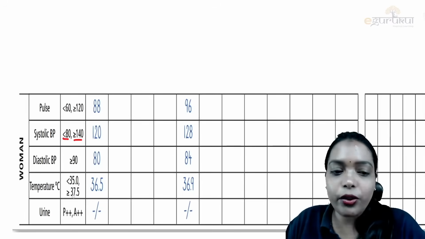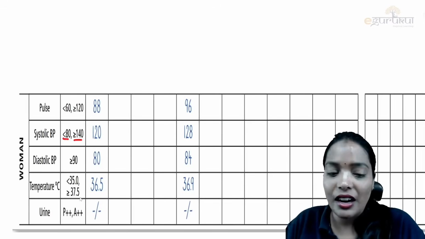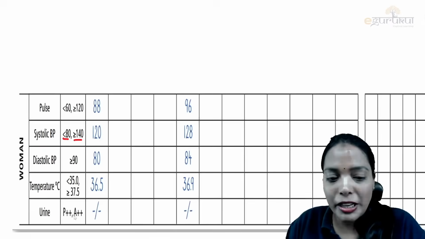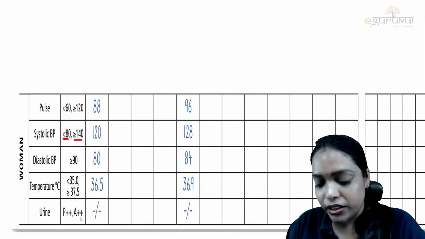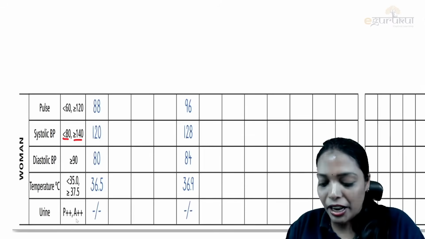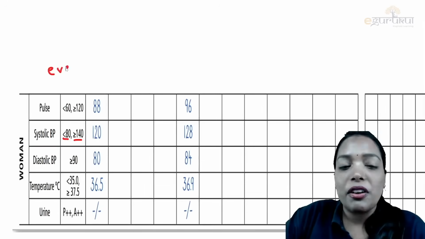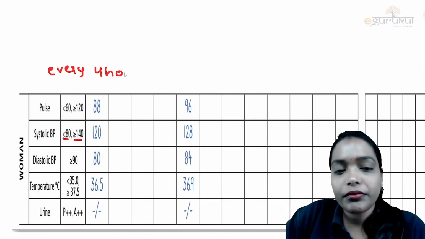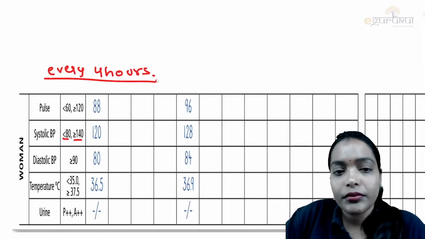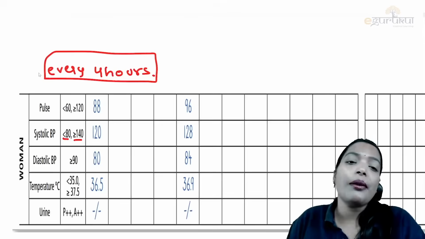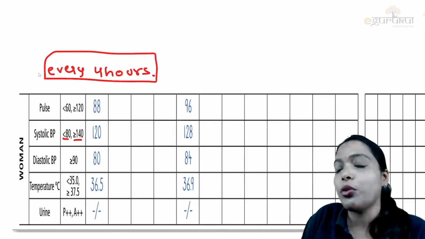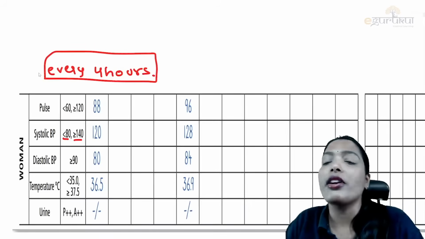Temperature less than 35 or more than 37.5 is an alert. In urine, protein plus and acetone plus is an alert. So again, how frequently are you going to measure all this? You're going to measure all this again every 4 hours. If anything is abnormal, then you may be required to do more frequent examinations depending on your local guidelines.